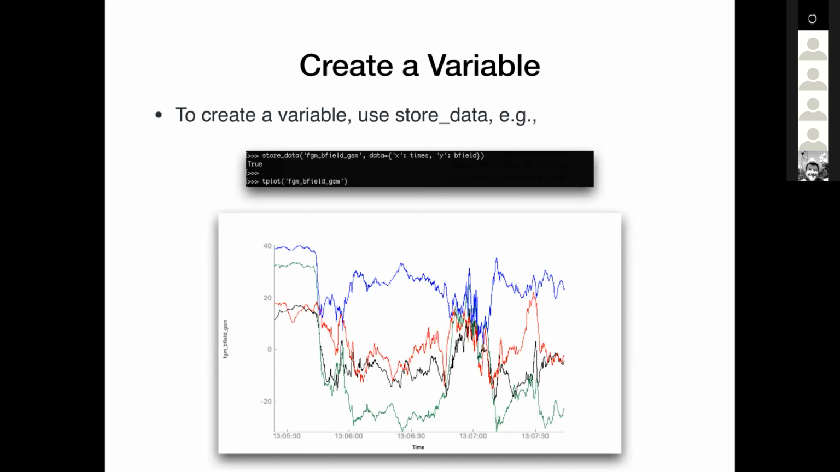So I took the data that we used in get_data, returned before, and created a new variable called FGM B field GSM. And it created the variable, and then we called tplot on that new variable, and it created the plot. And the important thing to note here is that the metadata wasn't set automatically, since we didn't update the metadata. And I'll show how to update metadata on pytplot variables in an example soon.